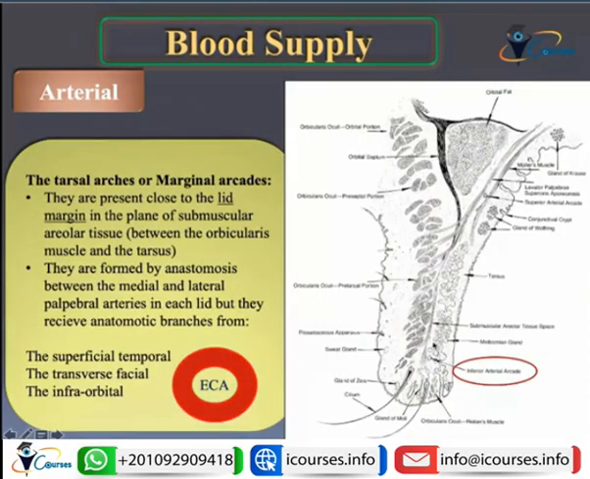Here you can see the inferior arterial arcade, or marginal arcade, that is present at the level of the submuscular area. So this is one of the questions in the exam: where is the arcade located? It is located in the submuscular area.